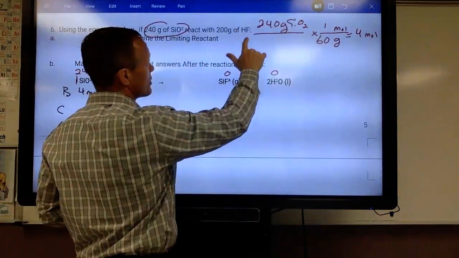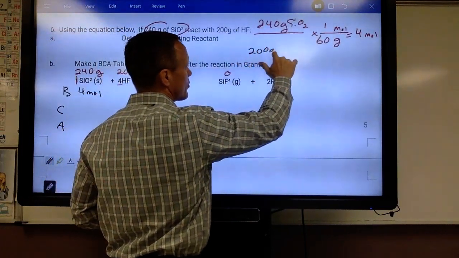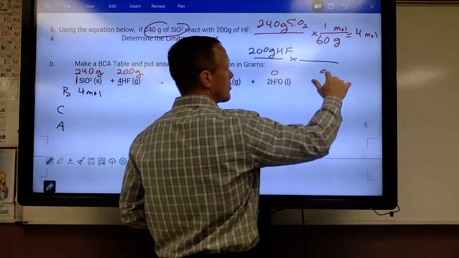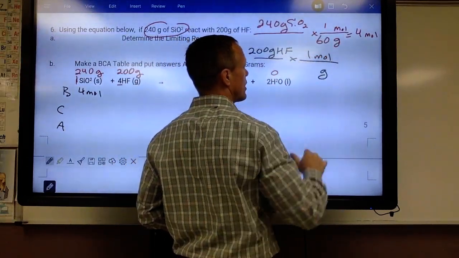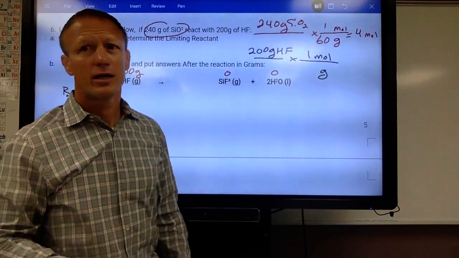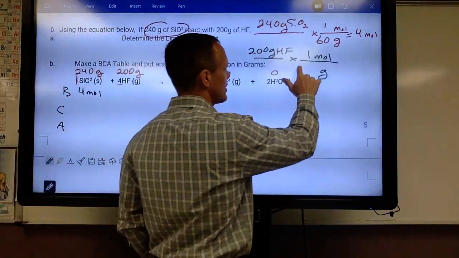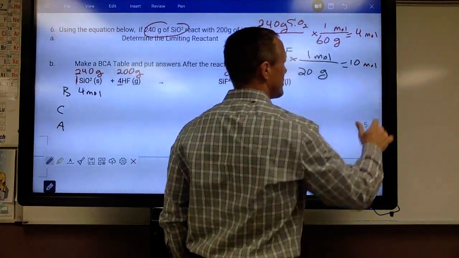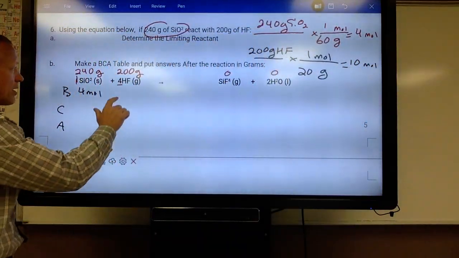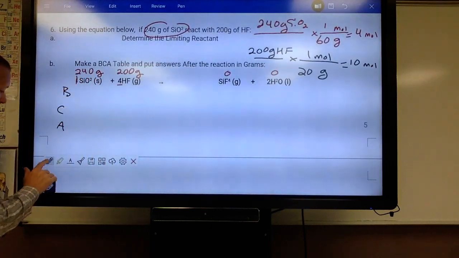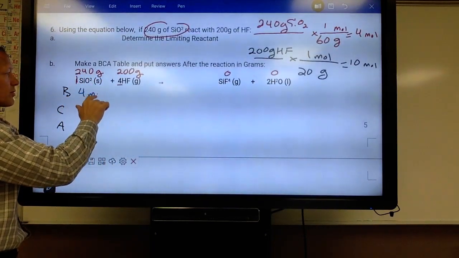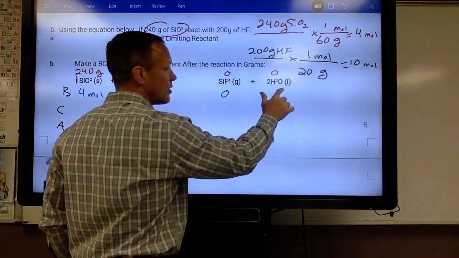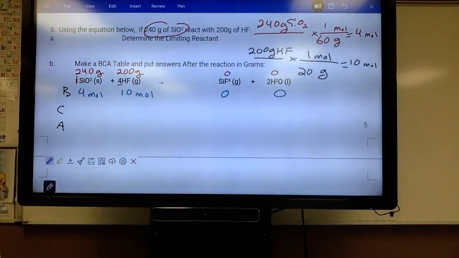Do the same thing with 200 grams of this. So 200 grams, and I picked numbers that are good here. 200 grams of HF. Go grams to moles. What's HF going to weigh? Fluorine's 19, plus 1 for hydrogen, 20. 200 divided by 20? Good job. So we know this value. This one's 4 moles, and this one's 10 moles. These would both be 0 and 0. With me there?